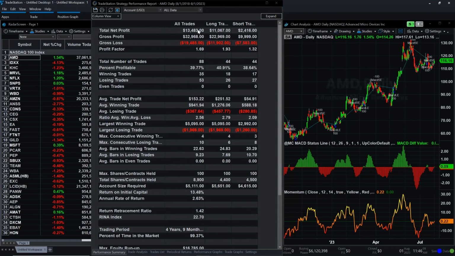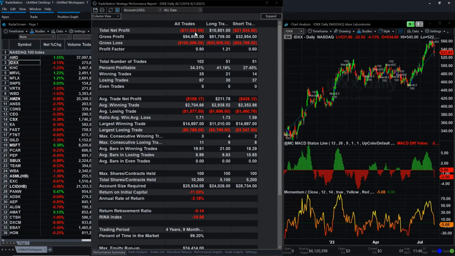But of course, we need to continue to analyze this strategy to make sure that it works going forward and that we have the proper risk measurements as well. Now, there are no stop losses. There's no risk management here. It's just a strategy that flips you back and forth between long and short trades. So AMD does well. IDXX, not good.